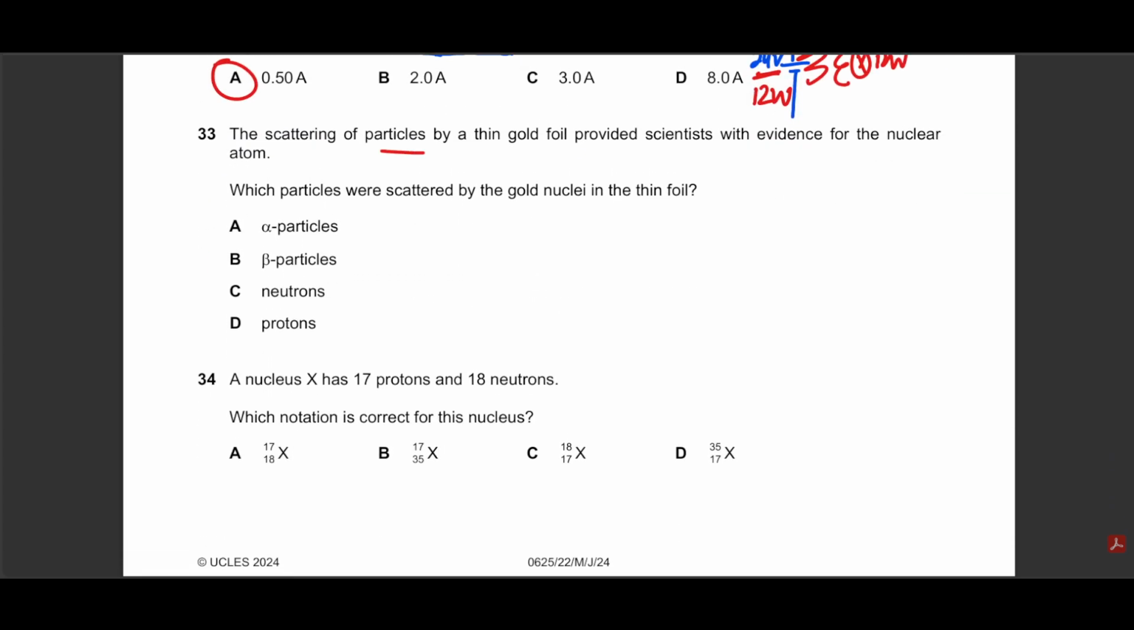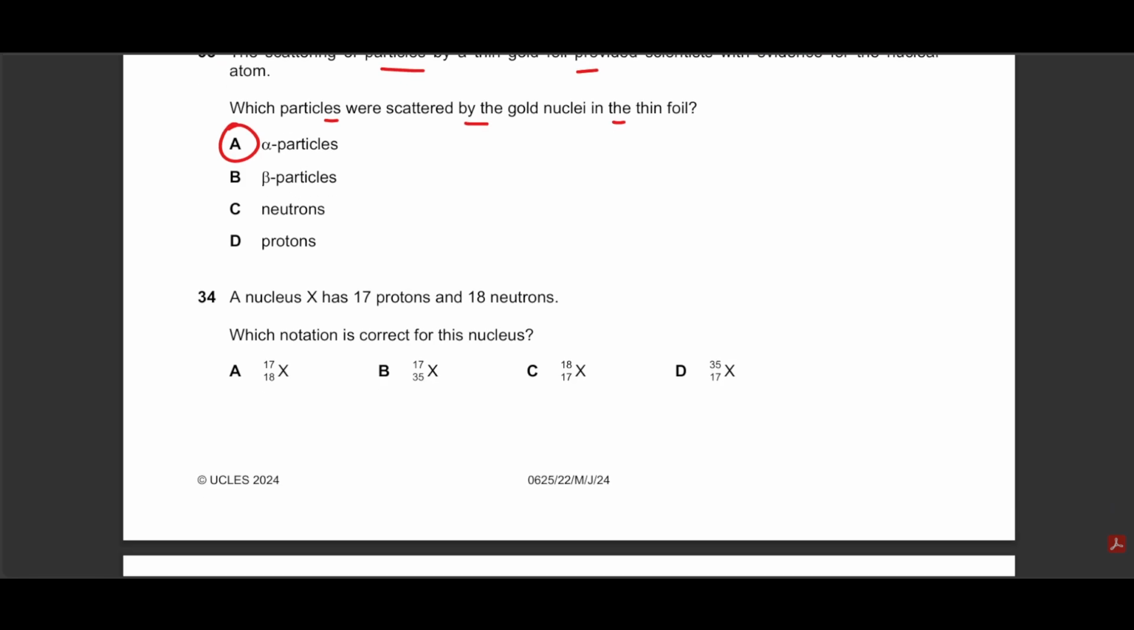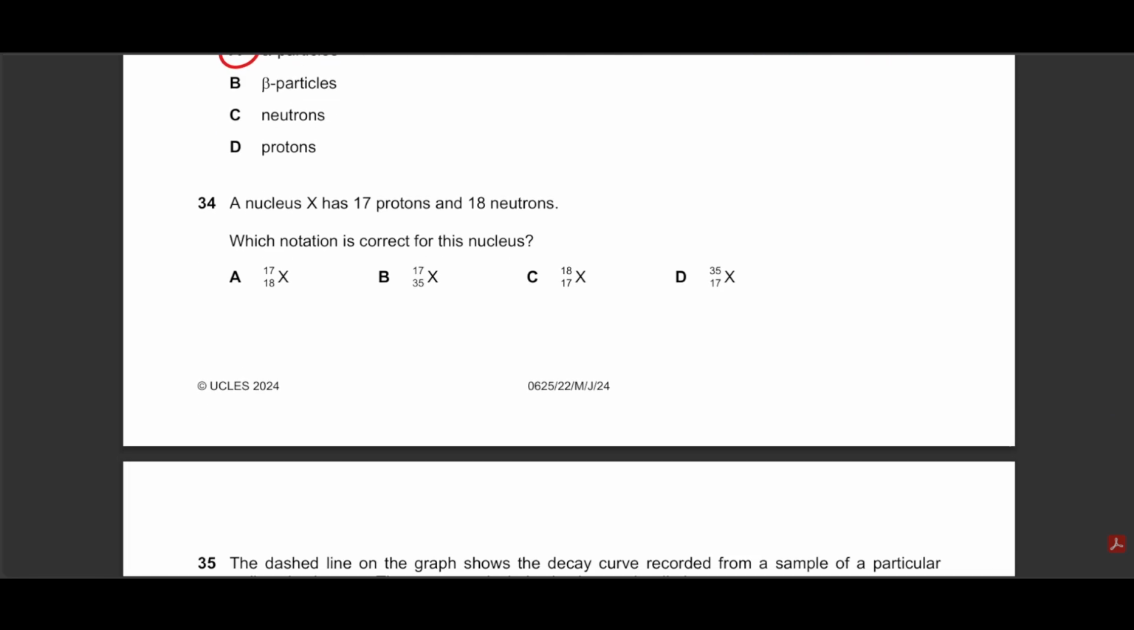The alpha scattering experiment, gold foil and evidence. Which particle is scattered by the gold? This is a functional question. This is again from memory, alpha particles. X has 17 protons, 18 neutrons. So which notation is right?